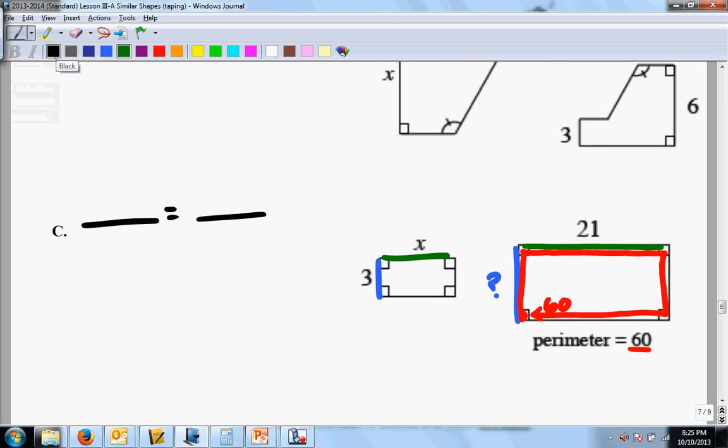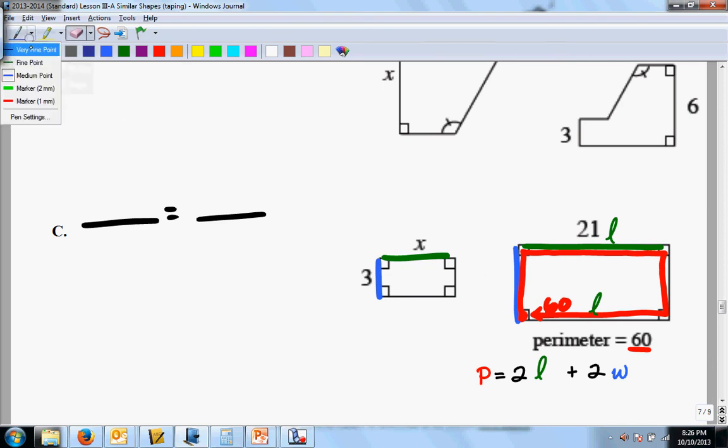So again, don't ask yourself what should you do to solve for that. What else can you do? And since we have perimeter, let's at least write the perimeter equation out. Perimeter equals 2 lengths, so there would be a length and there would be a length, plus 2 widths. And this unknown is going to be one of the widths, which we don't know at the moment.